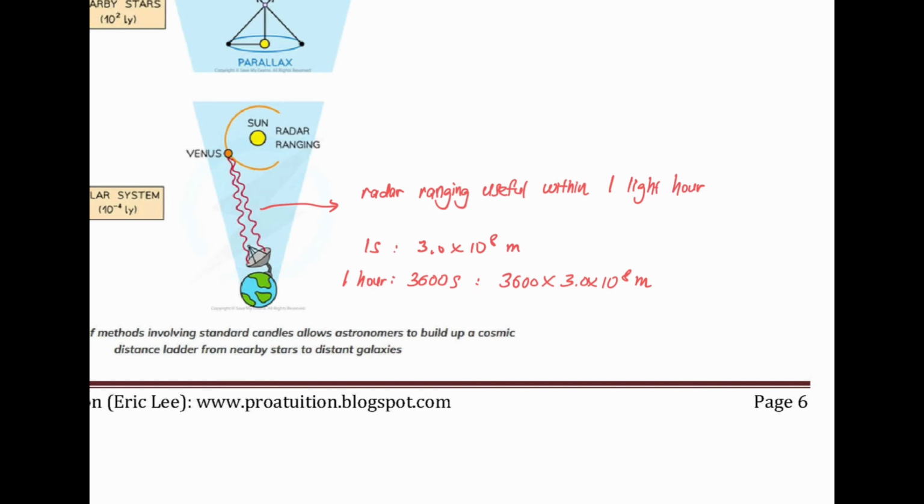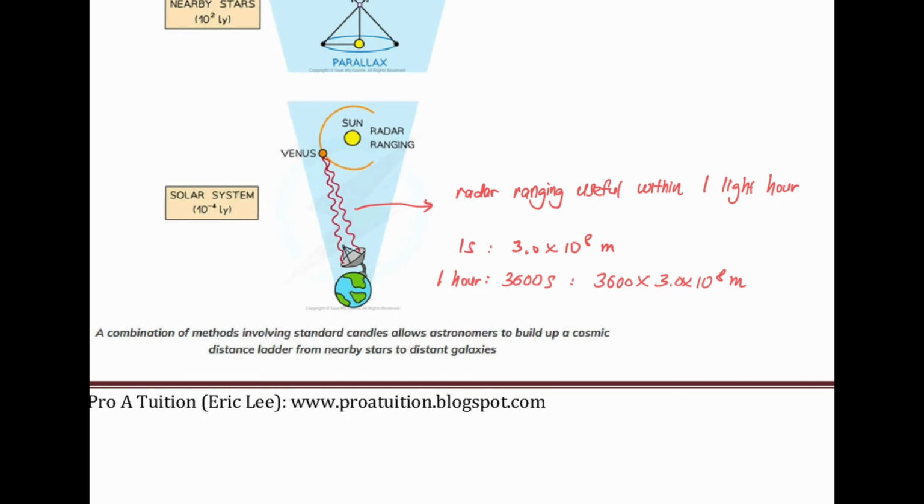So that's why you can see it here: solar system, 10 to the power of -4 light year. The Ly here is light year. They are trying to let you imagine how far the planets are from the Earth, or how big the solar system is. So it's about this value, 10 to the power of -4 light year.